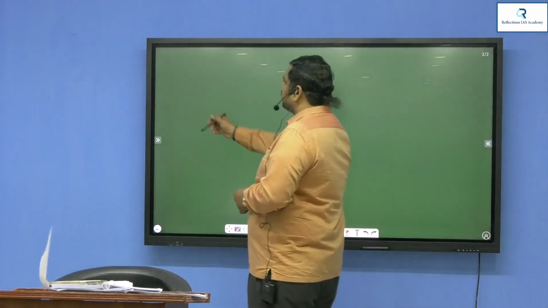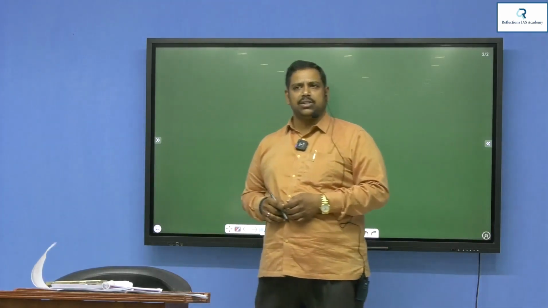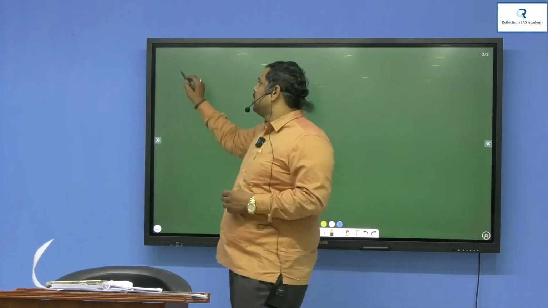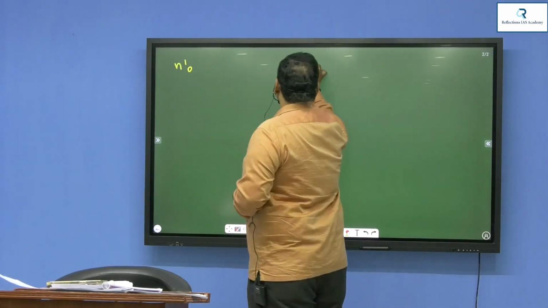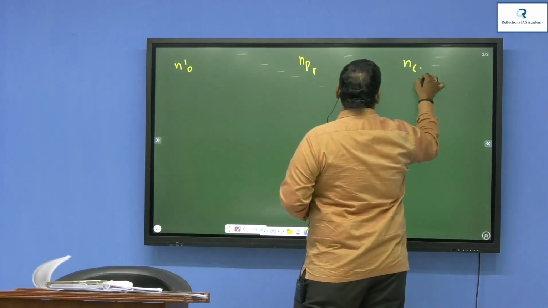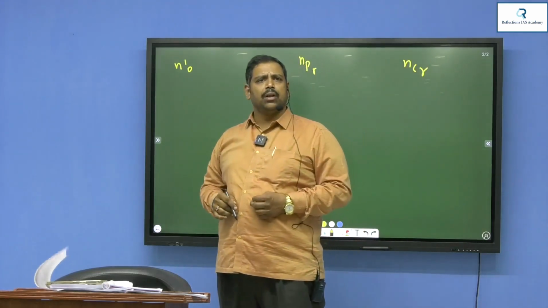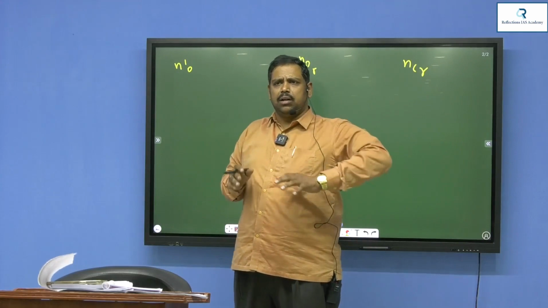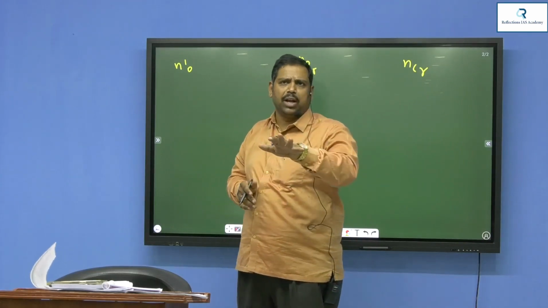Before we start permutations and combinations, we have to know 3 things. Number 1, n factorial. Number 2, nPr. Number 3, nCr. I hope you know that, but it's my duty to give the basics. I'm giving them to you.